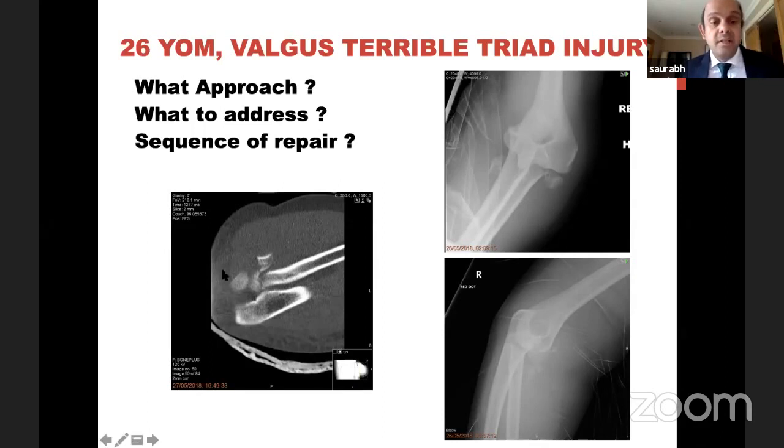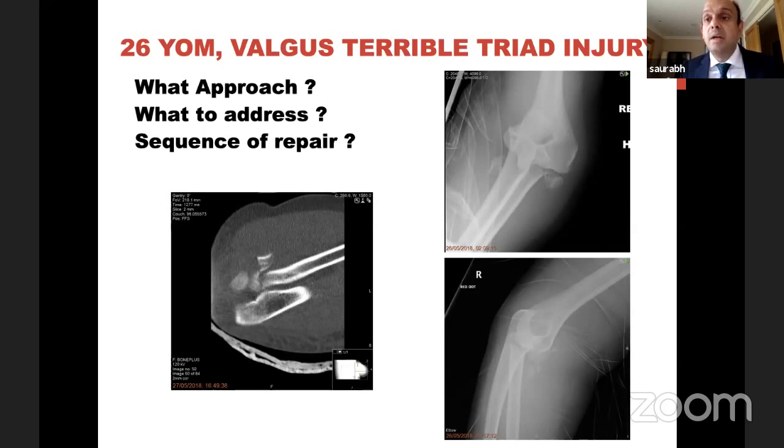And then on a CT, the reason I put this slice is to see how many pieces the radial head is in. So I kind of know I'll not be able to repair it or reconstruct it. I'll have to replace it. So what approach? I would do a universal posterior midline approach.